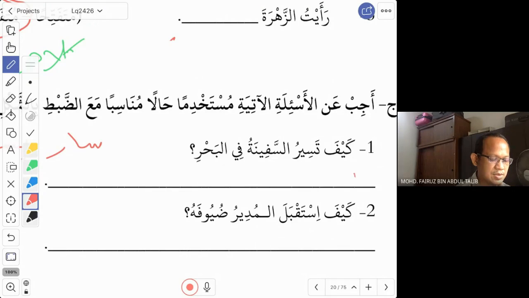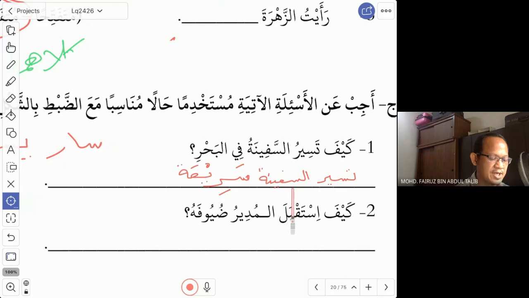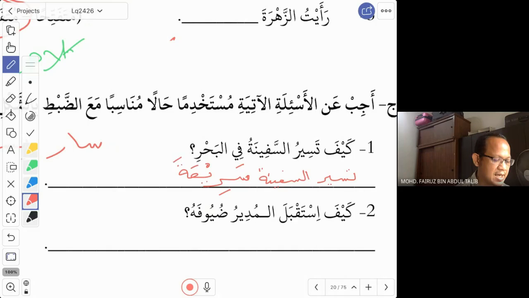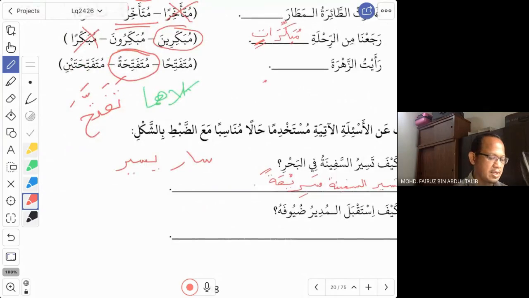Kaifa tasiru as-safina sari'atan fil bahri? Of course you can say fil bahri sari'atan. Yes, correct. So sari'atan here is the hal, answering the question kaifa. Make sure that sari'atan matches this word safina, muannas. This is muannas, and in the end, dabti bishakli sari'atan. Okay, so good answer. Tasiru safinatu sari'atan. Or you can say, for example, tasiru safinatu bati'atan, slowly. Bati'atan. So this is another suitable hal.